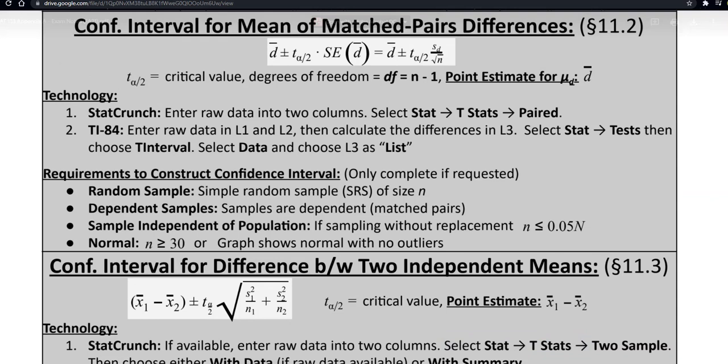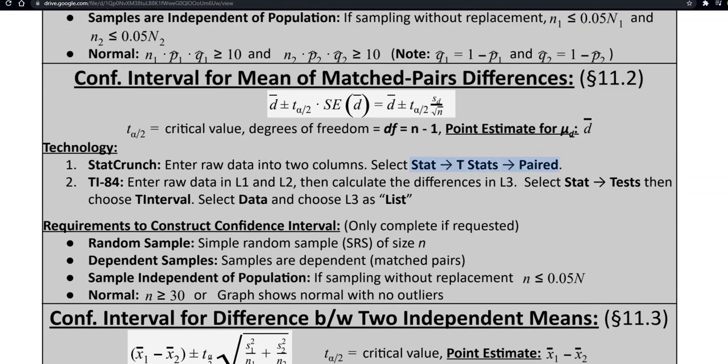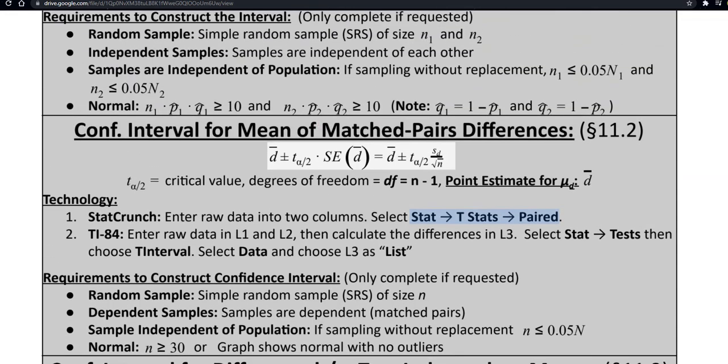There it is. I was like, that's not right. There it is. Paired. Stat, t-stat, paired, because this is for the differences, the matched pairs differences. This is the one right there.